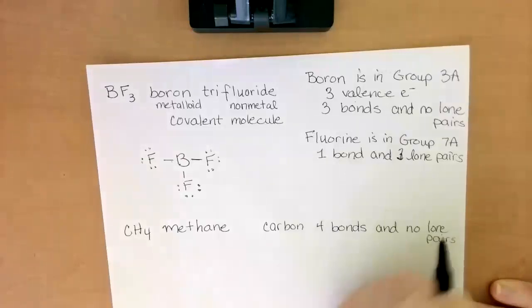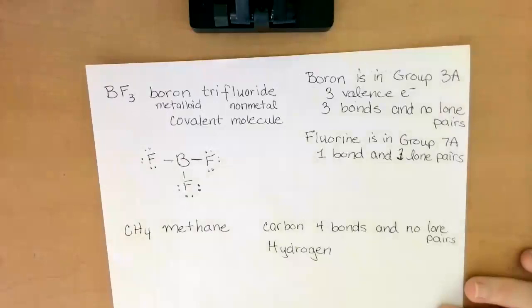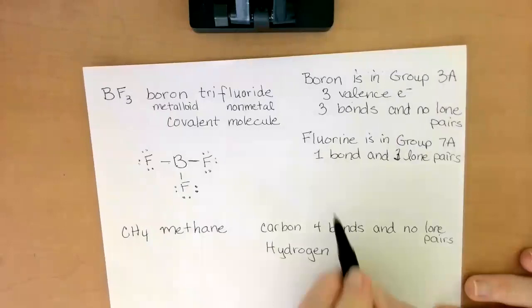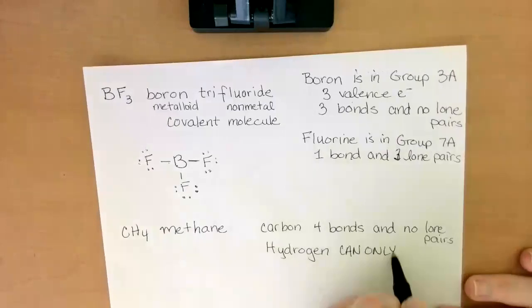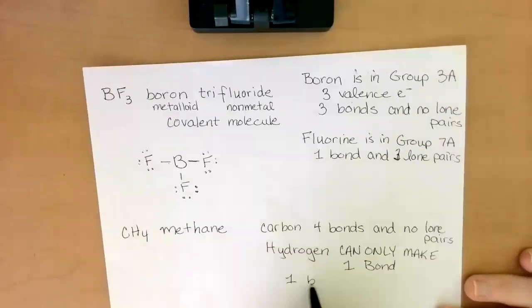Hydrogen has only 1 electron. That's it. Not in terms of valence electrons, he just has 1 electron. Now, it is considered a valence electron involved with bonding. Hydrogen can only ever make 1 bond. It's going to be 1 bond and no lone pairs.